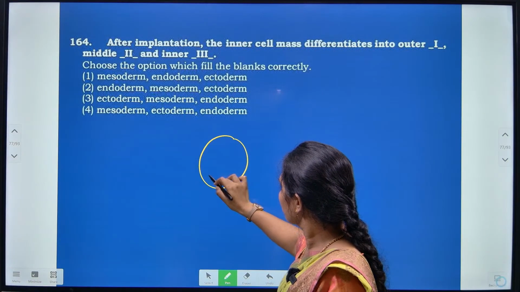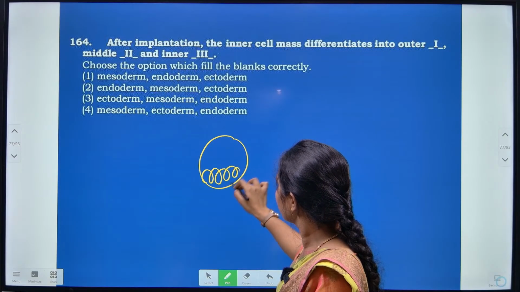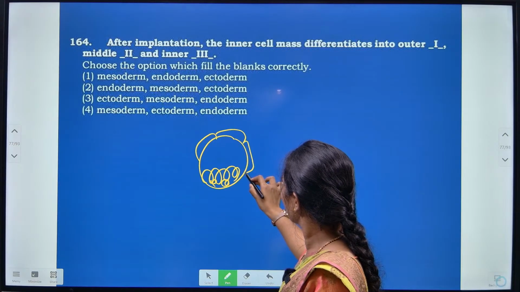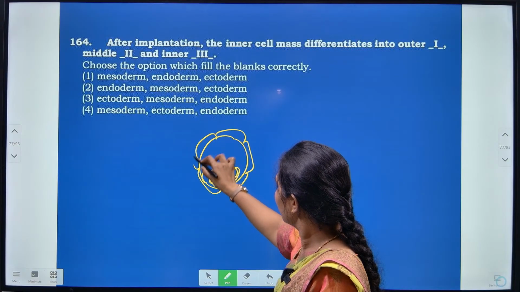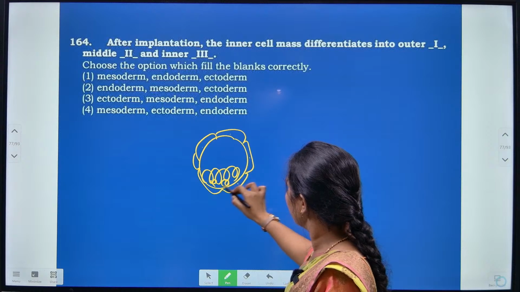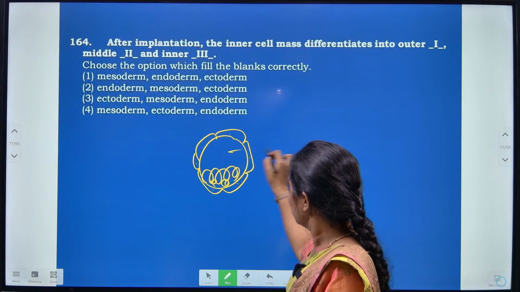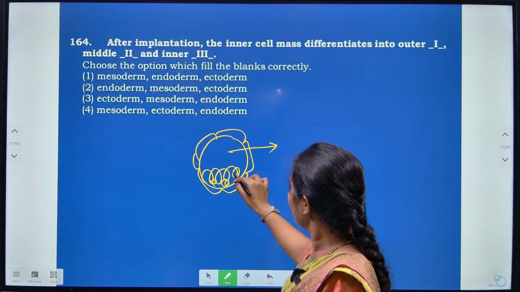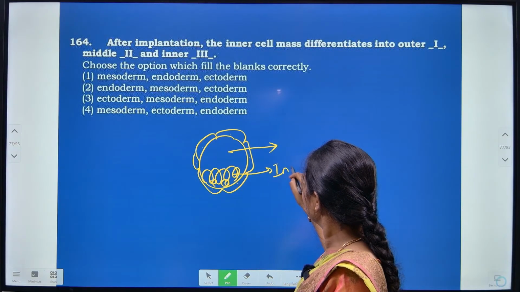If this is the blastula, then there are the inner mass cells here. Now this is lined by what? Lined by the trophoblast cells here. These trophoblast cells will help in the implantation of this blastocyst. This is a fluid-filled cavity called the blastocoel, and these are called the inner mass cells.